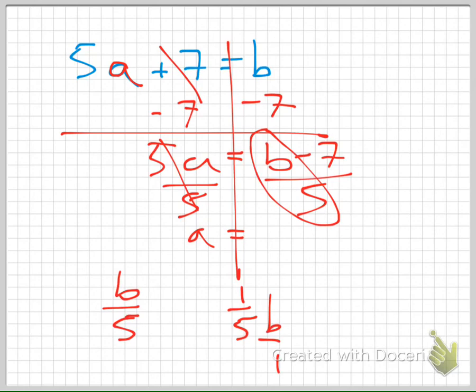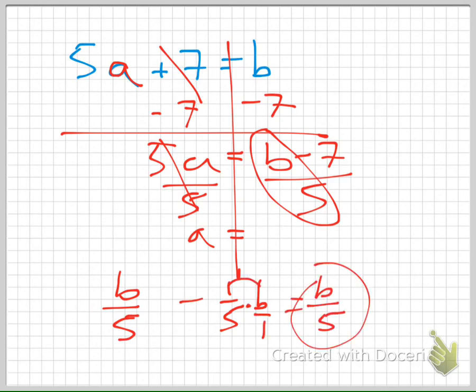So 1 times b is b, and 5 times 1 is 5. So you have to see this: b over 5 is the same thing as 1/5 b. Same thing, right? Division is the same as multiplication. Anyway, that works. How many of you got that? B minus 7 over 5? Okay.